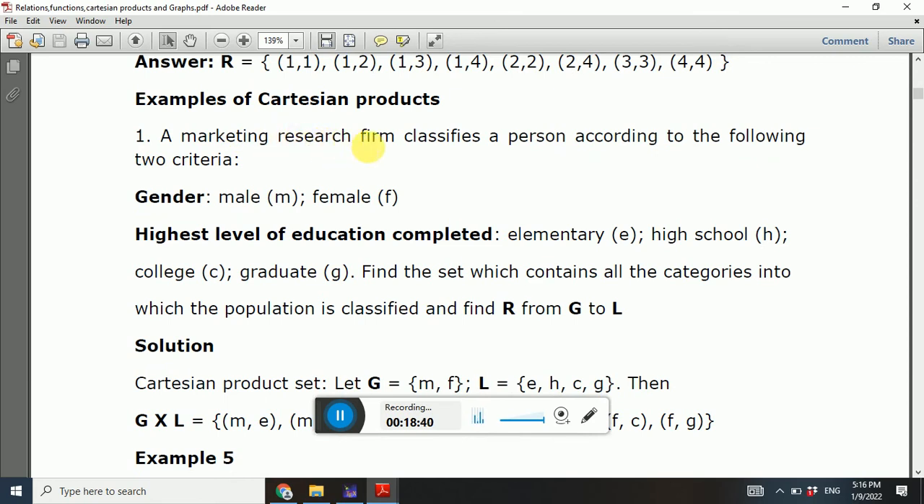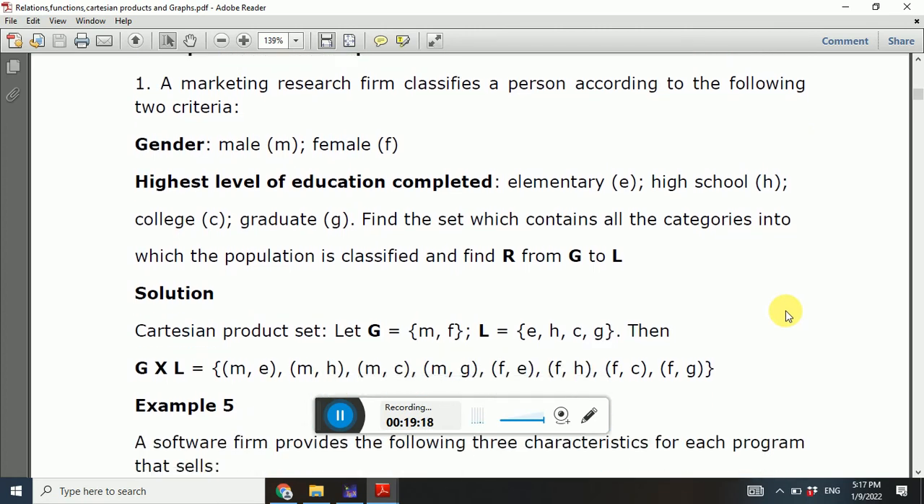A marketing research firm classifies a person according to the following two criteria. So they are giving us two sets. The first set depends on the gender. So you have elements M and F. M represents male and F represents female. While the second set consists of the levels of education. And they are being represented by these letters: E for elementary, H for high school, C for college, G for graduate.